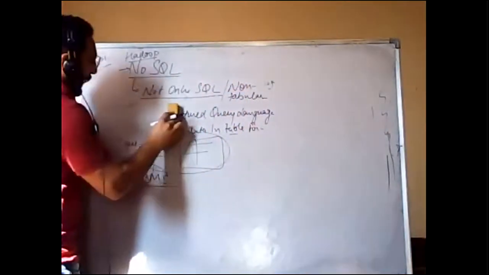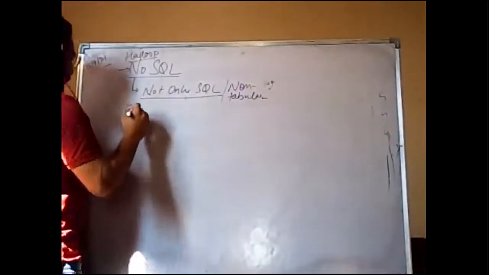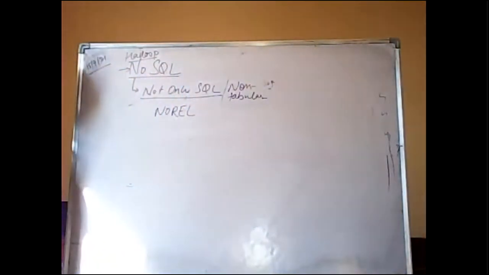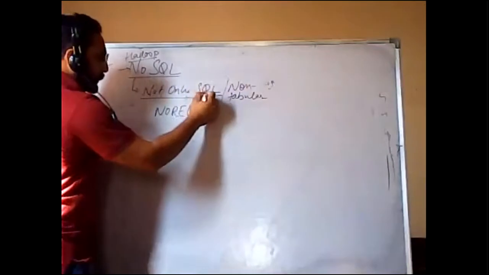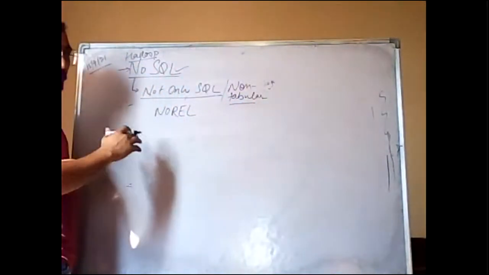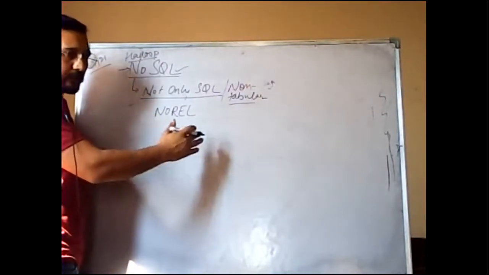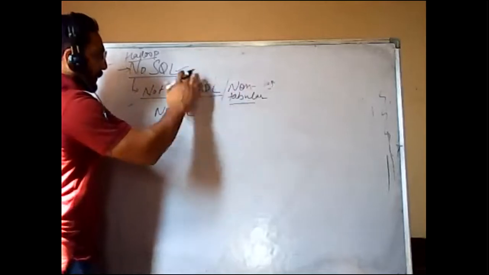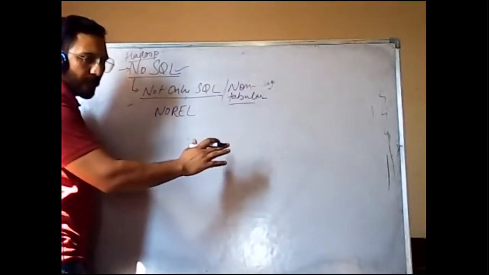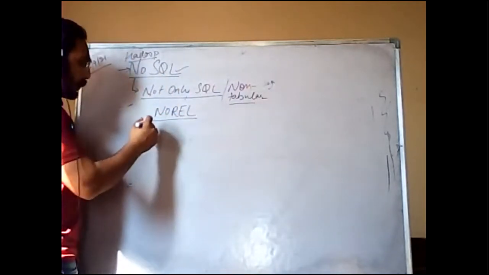Non-tabular as well as NoREL. Okay. Not only SQL, in your NoSQL, it is also called non-tabular because in your SQL there are tables. Okay, we will store our data in the form of tables. That is why NoSQL is also called non-tabular, because there is no concept of a table.